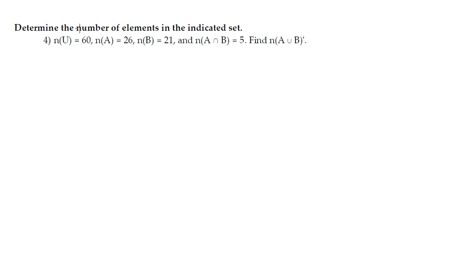Problem 4, determine the number of elements in the indicated set. So the number in my universal set is 60. The number in set A is 26. The number in B is 21. The number in the intersection is 5. We want to know how many are in the complement of the union of A and B.